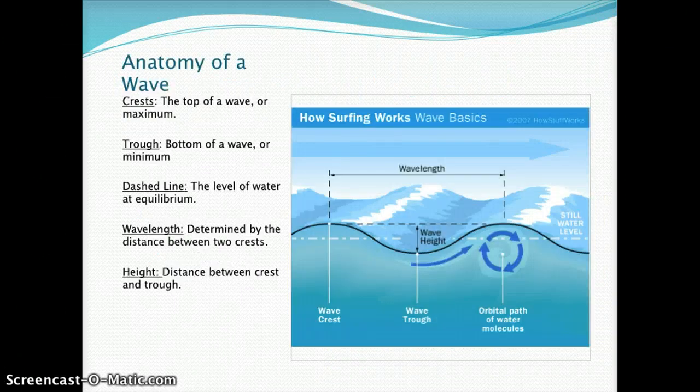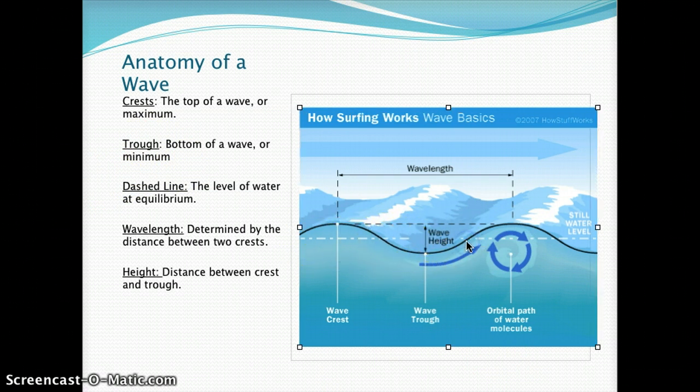Now, the anatomy of a wave looks a lot like how you would picture a sine wave or a tangent wave, and if you want to know how that looks, you can just put it on your calculator. So, the anatomy of a wave consists of crests, which are here at the top of the wave, otherwise known as maximum, and troughs, down here at the bottom, otherwise known as minimum. And this white dashed line is the water level at equilibrium. So if there were no waves whatsoever, that would be flat.